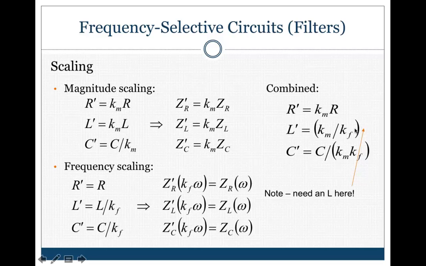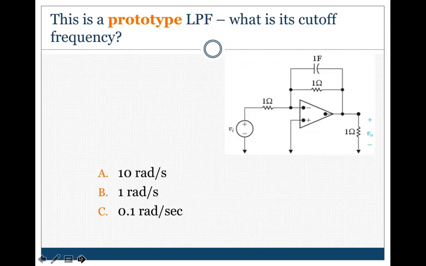Notice here that this set of notes that I've modified needs an L after the Km over Kf for the original inductor value. The slide that was provided here actually would not allow me to modify the equation. So just put an L in there when you're looking at the notes.